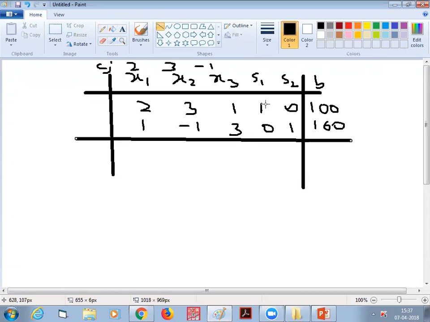So now what are the basic variables to start with? Well, because of the identity matrix, it will be S1 and S2, right? And so currently x1 equals 0, x2 equals 0, x3 equals 0, S1 equals 100, S2 equals 160.